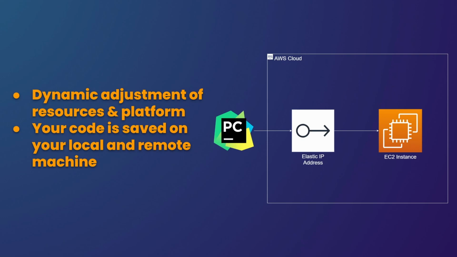Another nice advantage is that you store your code locally on your machine, but also on your remote machine. So you have two different locations where your code is saved. And you can also make this code very easily accessible to other people, maybe your team or friends you would like to show your code. If you give them access to the EC2 instance, they can easily see your code, execute it, and use it. So it's very nice to do it that way.